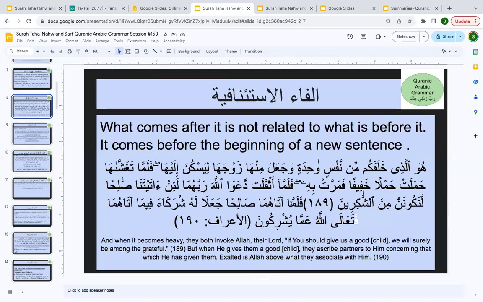For example, in Surat Al-A'raf, you have here: فَلَمَّا آتَاهُمَا صَالِحًا جَعَلَا لَهُ شُرَكَاءَ فِيمَا آتَاهُمَا فَتَعَالَى اللَّهُ عَمَّا يُشْرِكُونَ. So when Allah subhanahu wa ta'ala gave them a sound offspring, they both made for him partners in regards to what Allah has given them. So Allah is above what they associate with him.